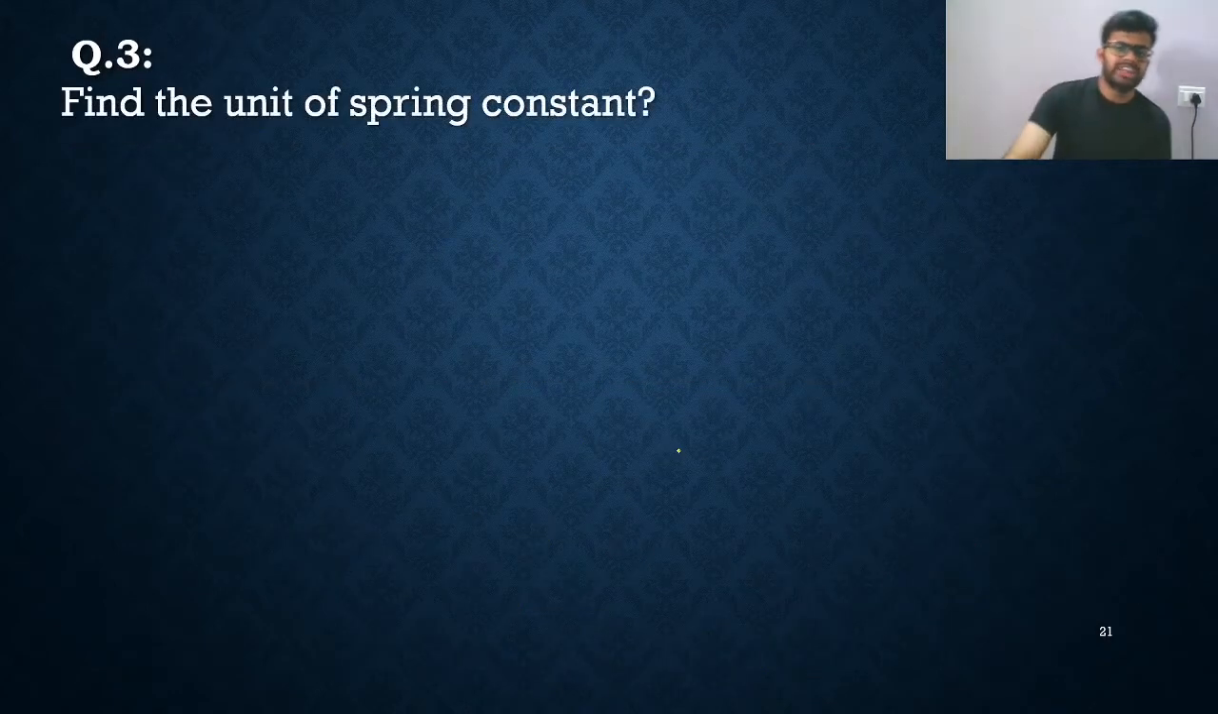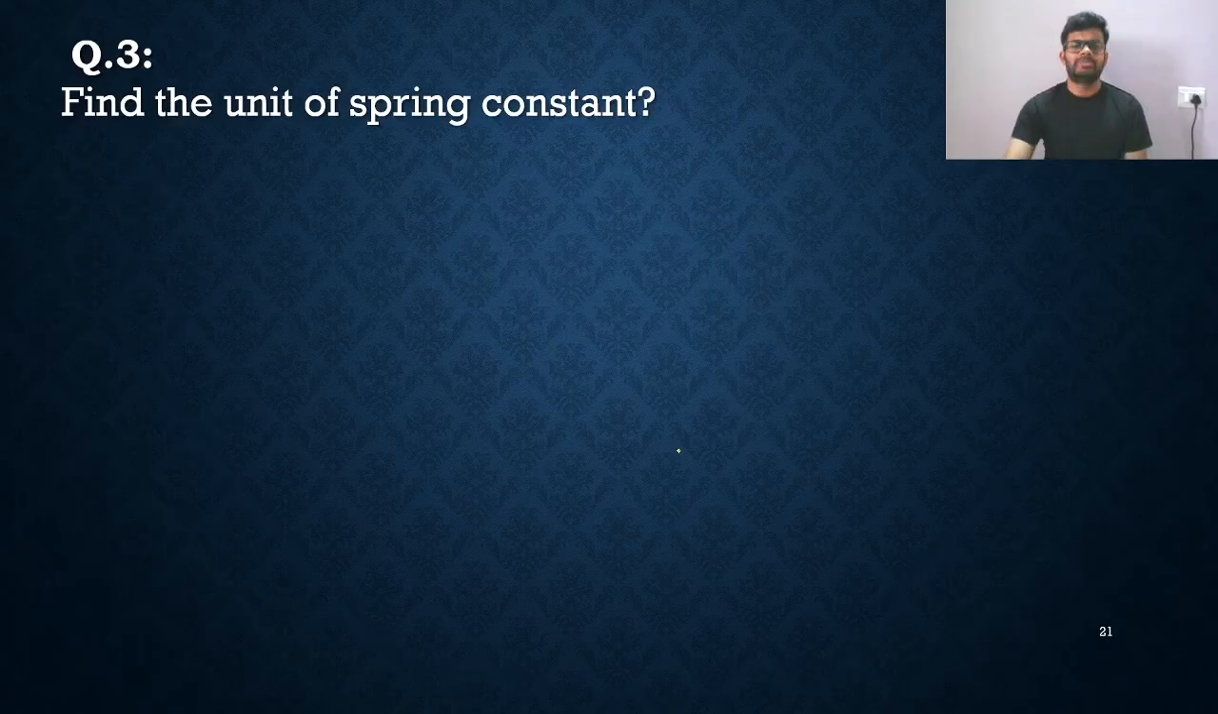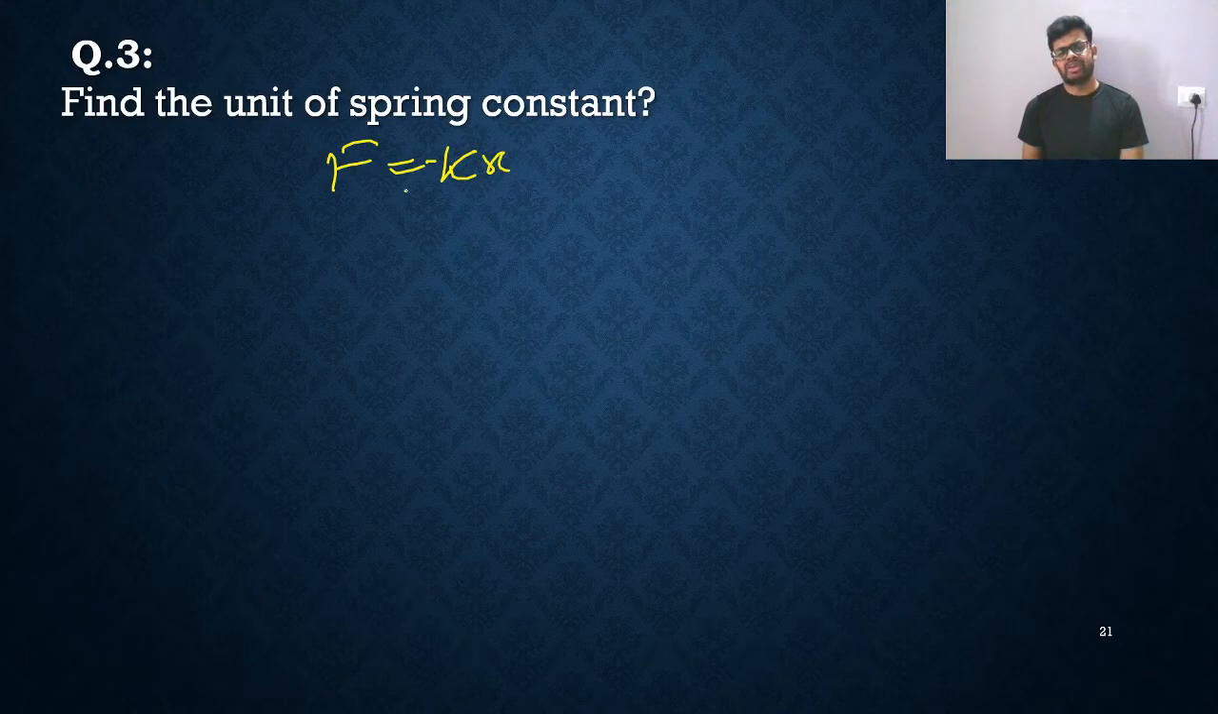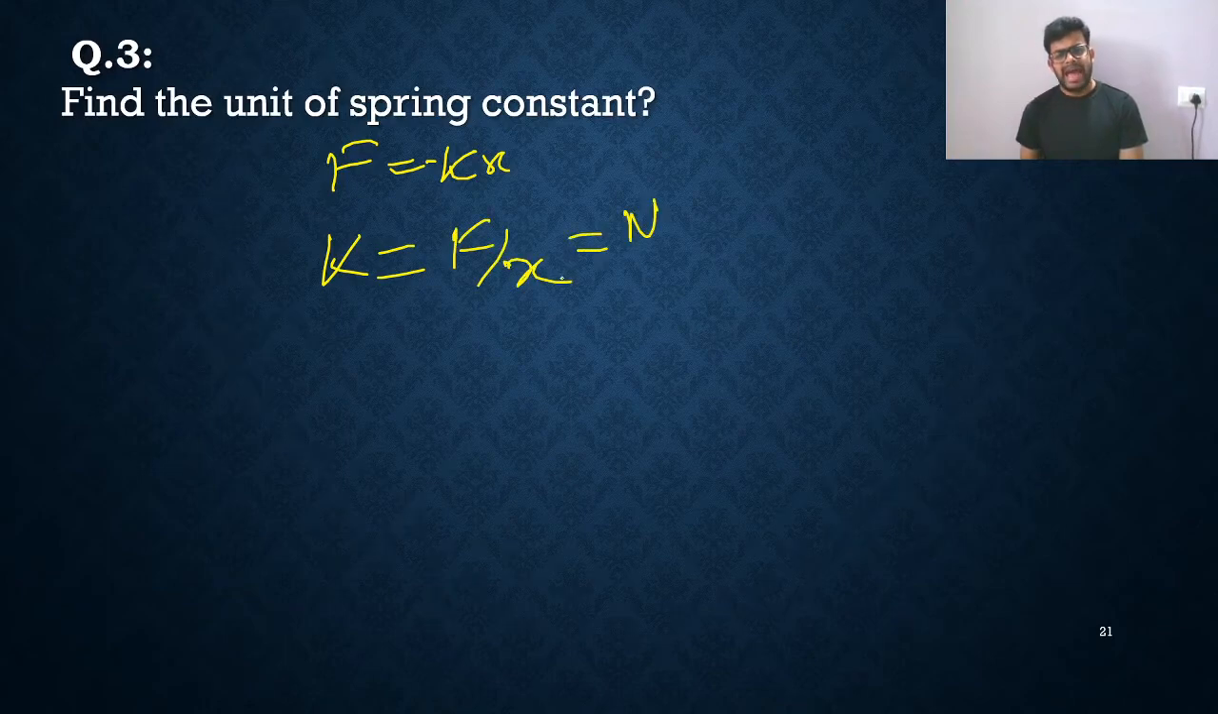Next, question number 3. Find the unit of spring constant. You know, spring force F is equal to kx or minus kx. You can write just the magnitude. So k is equal to F upon x, and F is Newton and x is meter. So I will say Newton per meter, or I can write it like this: Newton meter inverse. This is the unit.